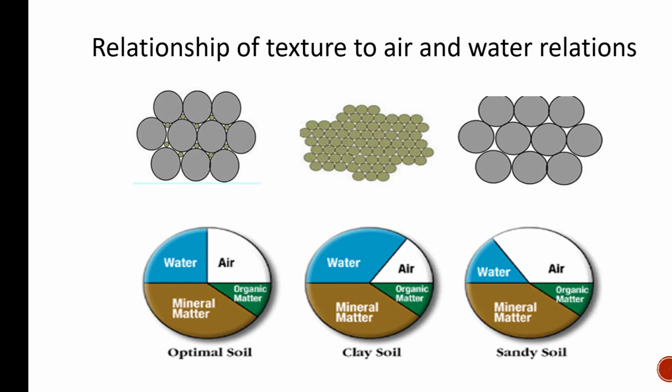Okay, so here's our optimal soil. On the left here, we've got a nice amount of organic matter. We've got our perfect amount of water and air. We've got our mineral matter. Clay soil, you'll see that this is getting to be more water and less air. And then with sandy soil, you'll see there'll be more air and less water.